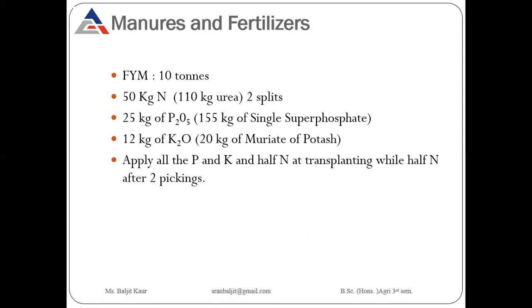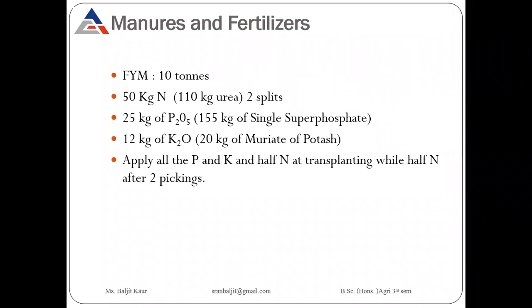So half of the nitrogen is applied at the time of transplanting, and half of the nitrogen is applied after two pickings of the brinjals. Then 25 kg of phosphorus is required, and for getting phosphorus we need to apply single superphosphate, and 12 kg of potassium is required, and potassium can be applied in the form of muriate of potash, right?